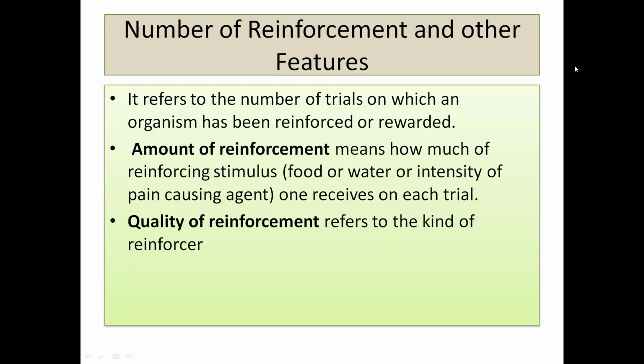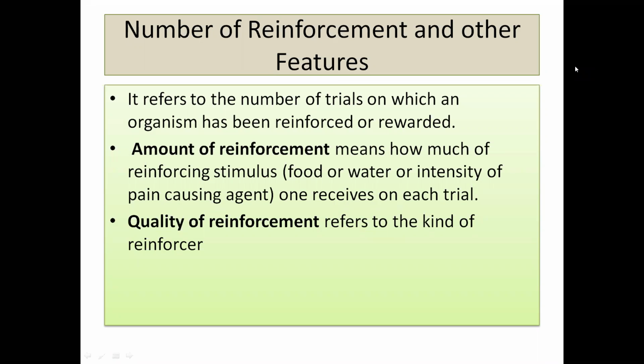Number of reinforcements and other features. The number of reinforcements refers to the number of trials in which an organism has been reinforced or rewarded. The amount of reinforcement means how much reinforcing stimulus one receives on each trial, and the quality of reinforcement refers to the kind of reinforcer.